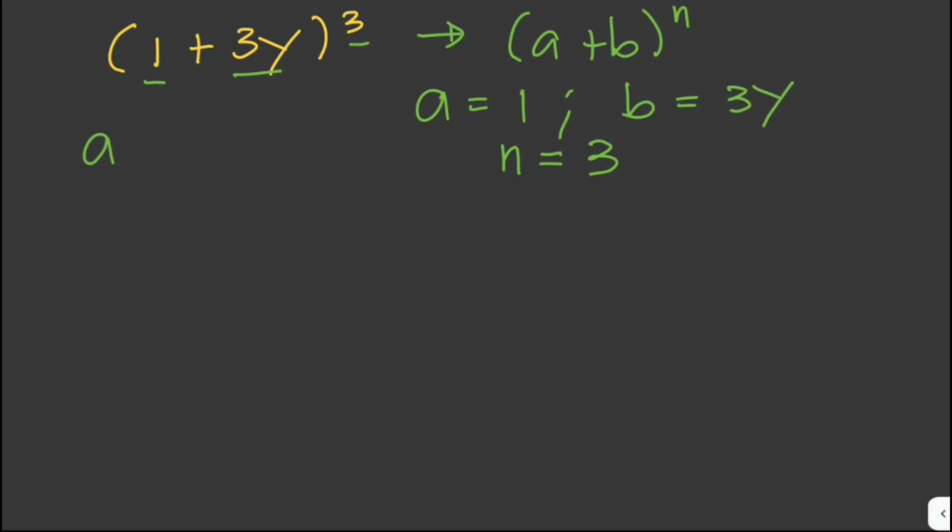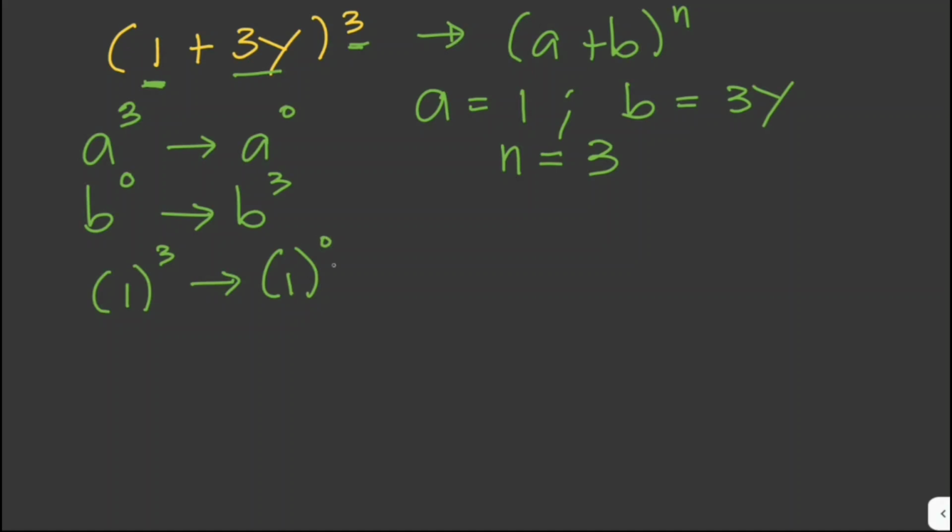Since the exponent is 3, a starts with exponent 3 and ends with a to the 0. And for b, the exponent starts at 0 and ends with b cubed. So let's replace a with its actual value, which is 1. It starts with 1 cubed and ends with 1 to the 0, which is just equal to 1, because any number raised to the power of 0 is equal to 1.